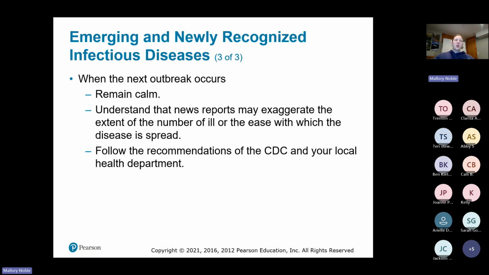When the next outbreak occurs, remain calm. Understand that news reports may be exaggerated. And that's not getting political here. I'm just stating facts across the board. It doesn't matter which news you're listening to. They have a tendency to exaggerate. And then follow the recommendations of the CDC and your local health department.